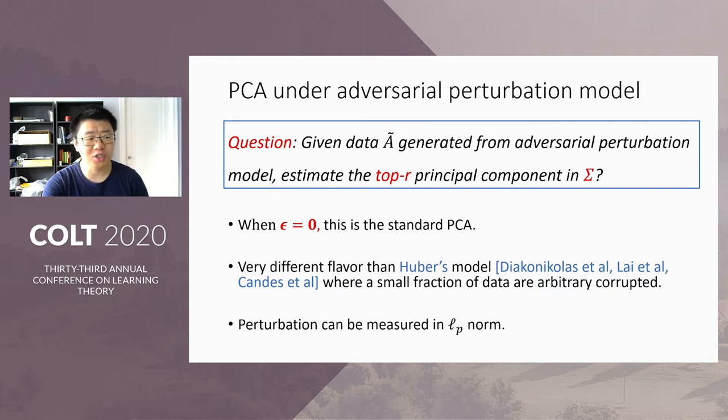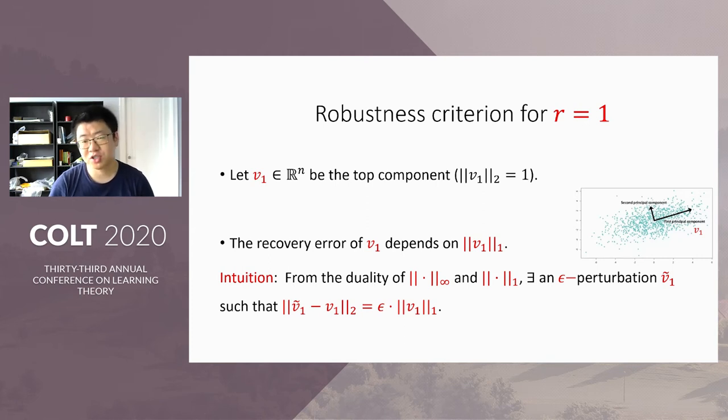Okay, so before we describe our results, let me discuss what properties of the covariance matrix sigma allow tolerating adversarial perturbations. To gain some intuition, let us first discuss robustness criteria for the base case of rank 1. Here, we just want to recover the first principal component, say V1. Okay, and we will normalize the L2 norm of V1 to be 1. So it's not difficult to see that the recovery error of V1 under the adversarial perturbation depends on the L1 norm of V1. The basic reason is that the dual norm of the L-infinity perturbation is the L1 norm. So there exists an epsilon perturbation V1 tilde such that the distance between the perturbation V1 tilde and the original vector V1 is epsilon times the L1 norm of V1 itself.